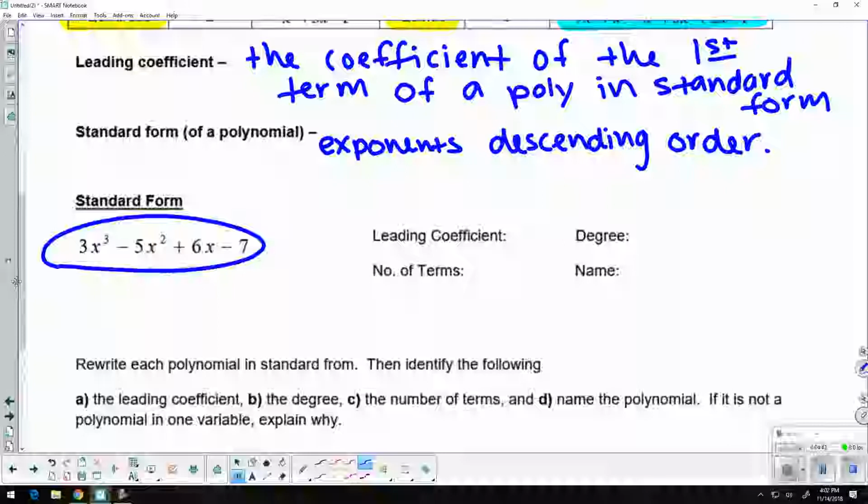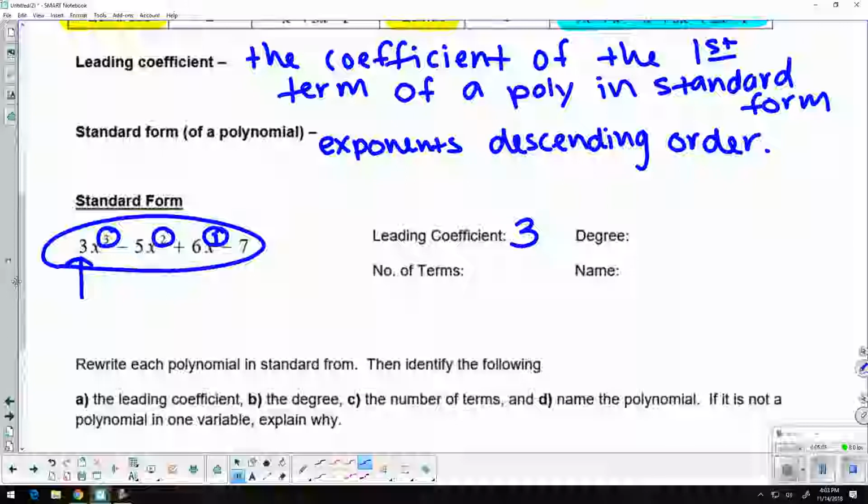Leading coefficient, that's the number again. That's going to be the coefficient of the first term of a polynomial in standard form. But like I said, this is already in standard form. You got your highest exponent, then your next highest, then your next highest, all the way down to where you have no exponents. So leading coefficient, number in the front, that'd be 3. So that's my leading coefficient.